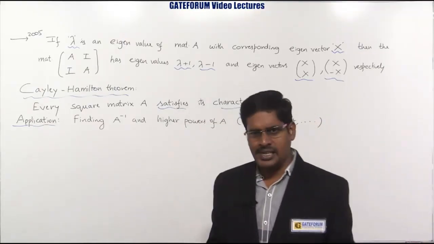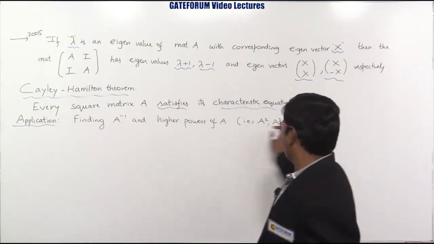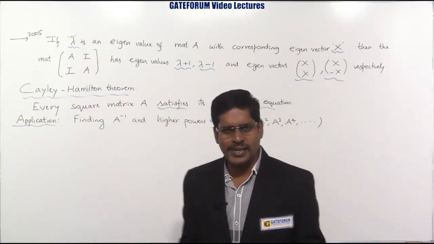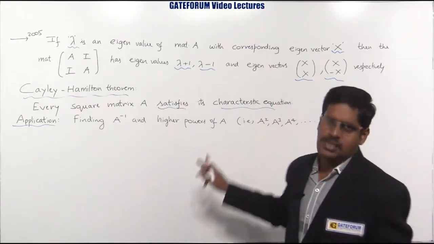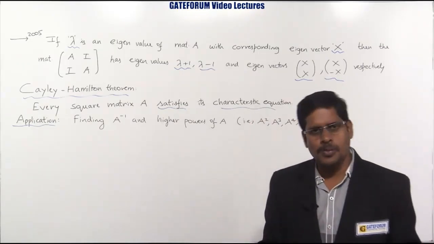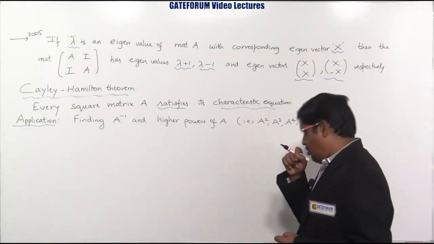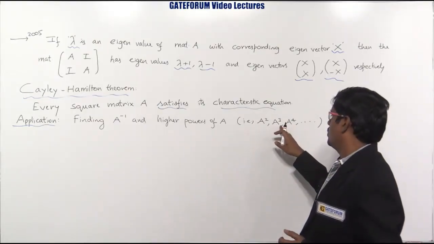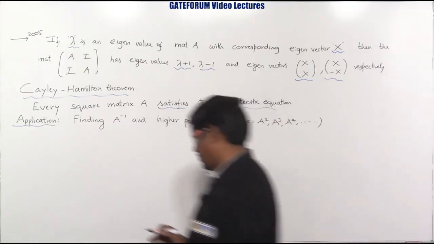Lower means if it is a 2 by 2 matrix, a first degree polynomial in A. If it is a 3 by 3 matrix, A square, A cube, A inverse, etc. are expressed as a quadratic polynomial in A. If A is a 4 by 4 matrix, A inverse, A square, A cube are expressed accordingly. If A is a 2 by 2 matrix, A cube, A power 4 also are expressed as a linear polynomial in A. If A is a 3 by 3 matrix, then A inverse, A cube, A power 4, etc. are expressed as a quadratic polynomial in A. Okay.